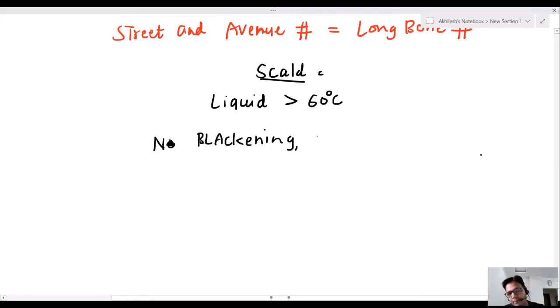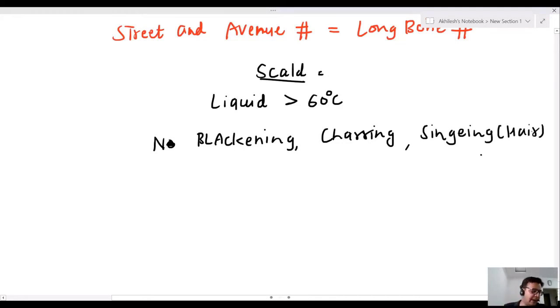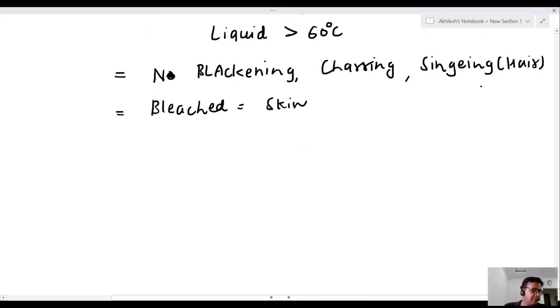There is no blackening, no charring, no singeing. Singeing is seen in hair burn. What is seen? Skin is bleached. Bleaching of the skin is seen. This is known as scald.